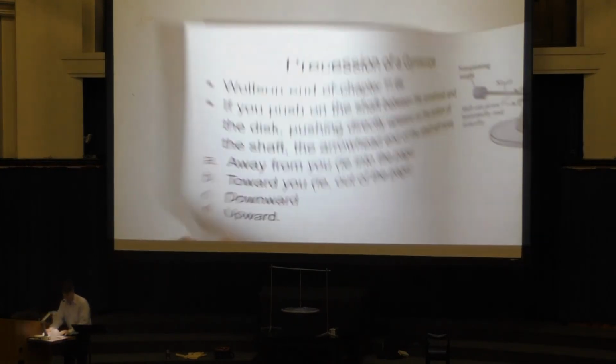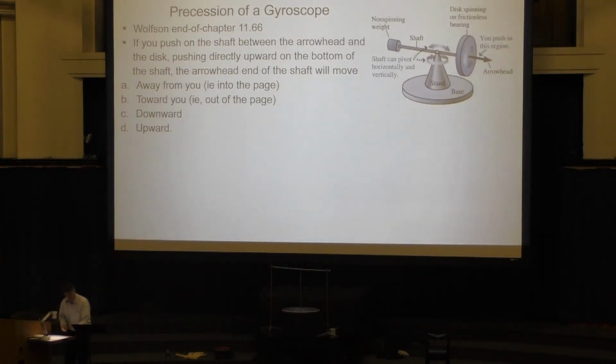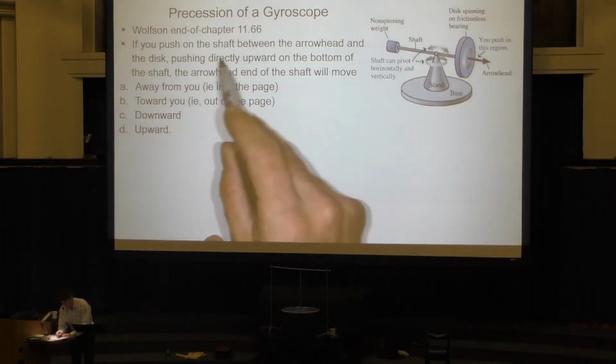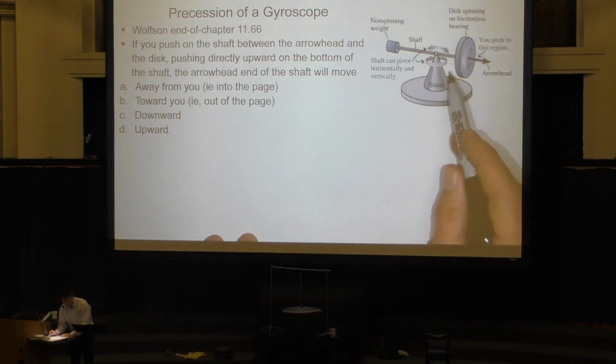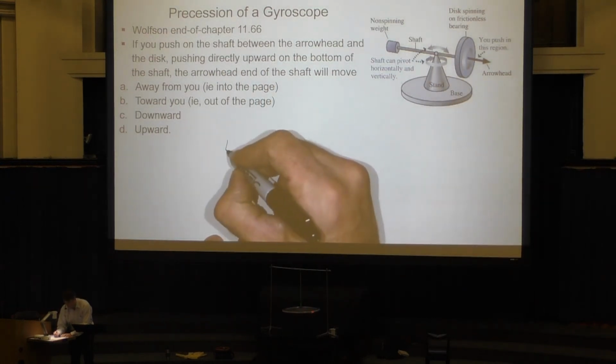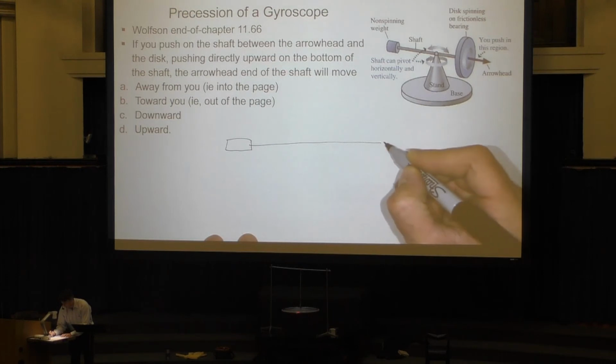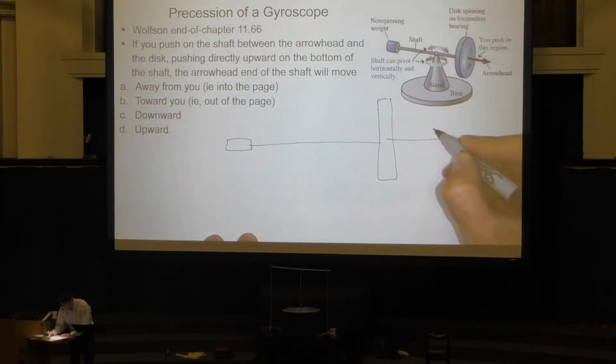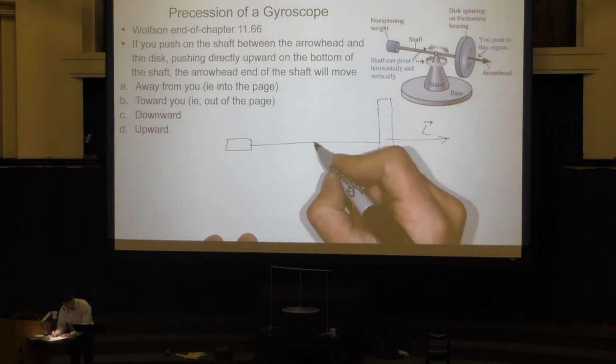Let's do one a little bit better. Maybe I'll scan my 5 p.m. notes so that they're not quite as messy. 66. Same thing. If you push on the shaft between the arrowhead and the disc, pushing directly upward on the bottom of the shaft, let's try that. So here's the disc. Here's your big L vector. Here's the pivot.